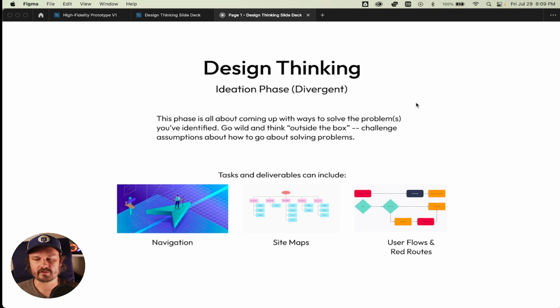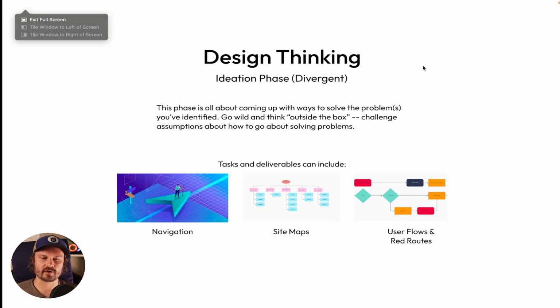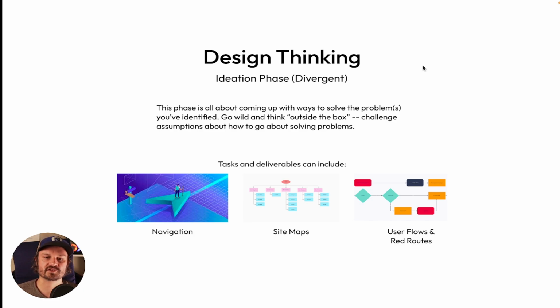Brainstorming, very popular here. You want to come up with all sorts of ideas, and again, no ideas are bad ideas. And when you're doing your ideation phase, ideation just means thinking in order to come up with ideas. So again, this phase is all about coming up with ways to solve the problems you've identified. Go wild and think outside the box, challenge assumptions about how to go about solving problems.